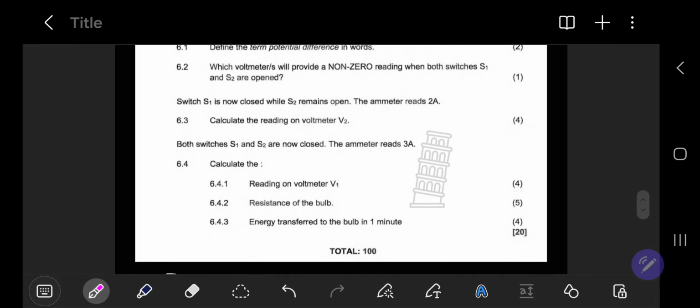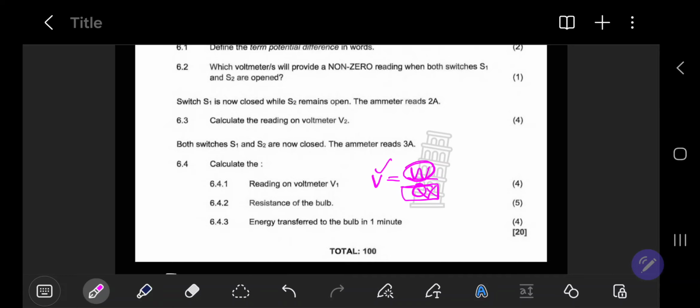Now 6.4.3, we need to calculate the energy transferred to the bulb in 1 minute. Energy transferred. Now remember your formula in grade 10 that uses energy transferred is your potential difference formula, where W is energy. But in order for us to get to that formula, we would need to get Q, because think of your formula, it's V is equal to W over Q. We're trying to solve for W currently. We know what V is, but we don't know what Q is. So we need to calculate Q first.